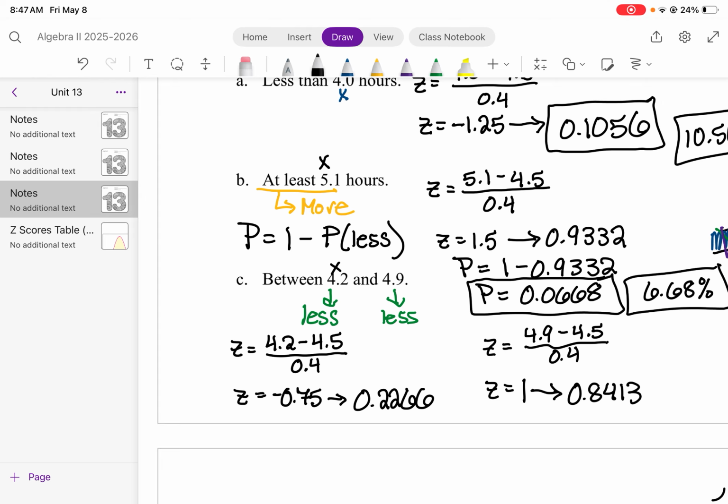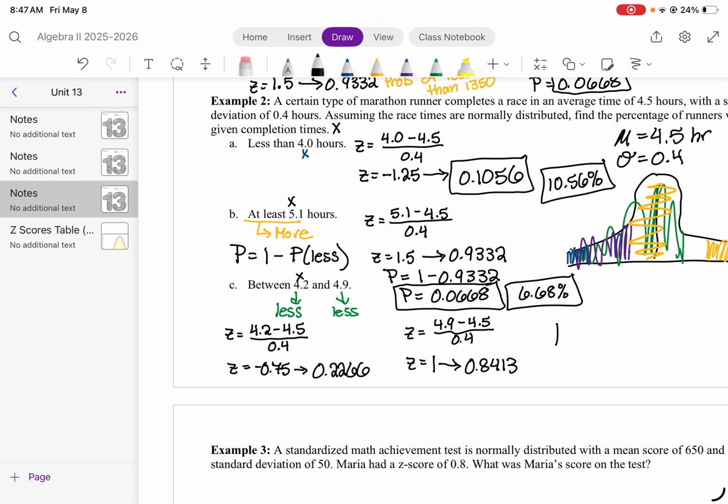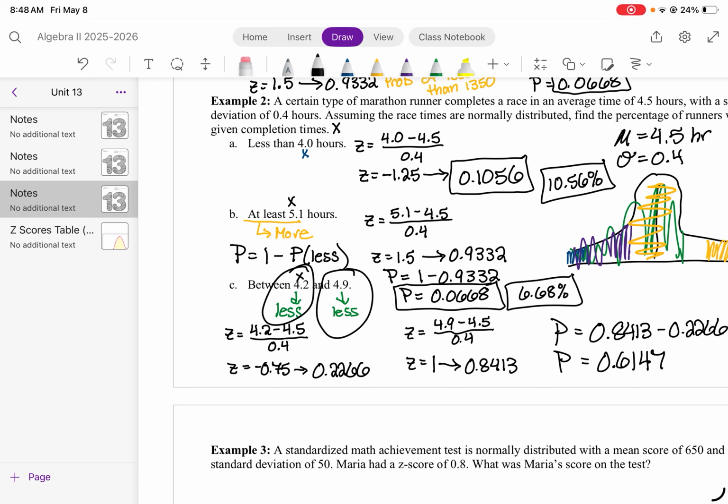And again, we need the probability that it's between these two. So to find that, we're going to take the probability of 4.9 or less, which we had as 0.8413, and then we're going to take away the probability of 4.2 or less, which is 0.2266. That will leave us with just the space in between them. And this one would give us 0.6147. So that is the likelihood that it would end up in between those two values.